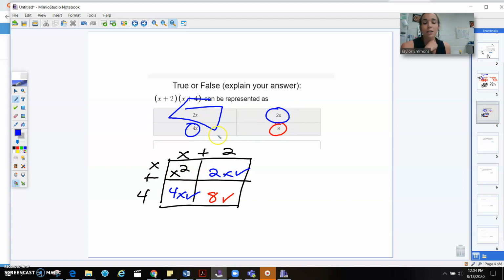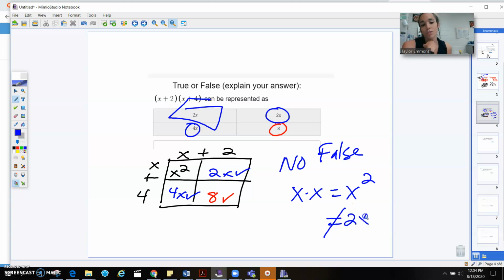Okay, so is this box true? No, it's false. And the reason why is because x times x does not equal 2x, it equals x squared. So just keep that in mind because that's a big mistake that a lot of people make. Okay?